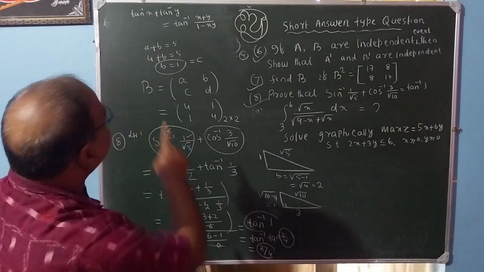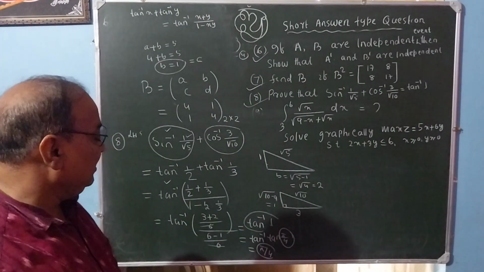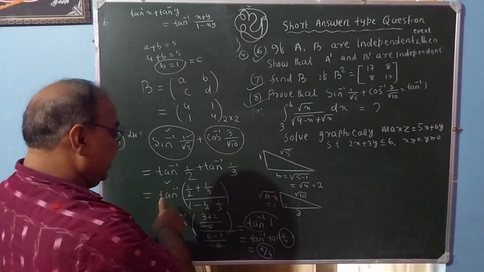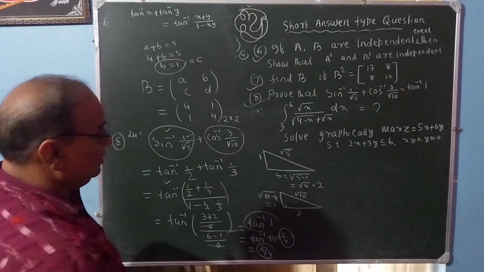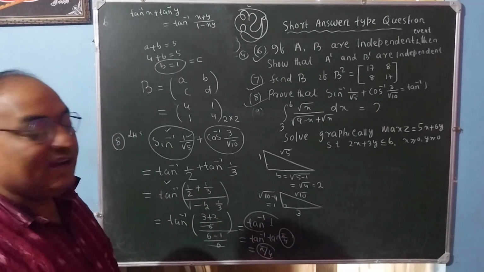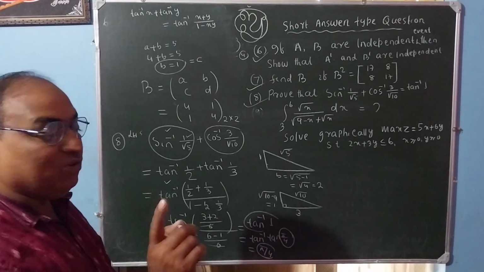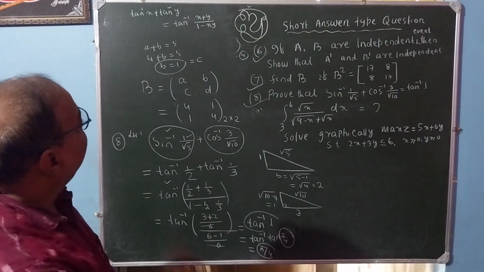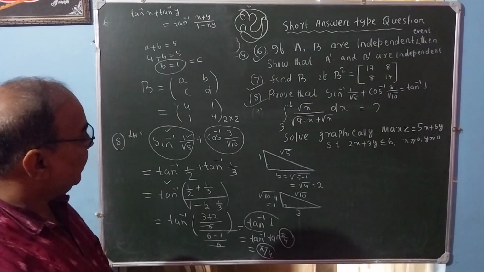One formula is there: tan inverse x plus tan inverse y is tan inverse of x plus y divided by 1 minus xy. So the result is tan inverse 1. Tan inverse 1 means the value is pi by 4. So this is the answer of question number 8.